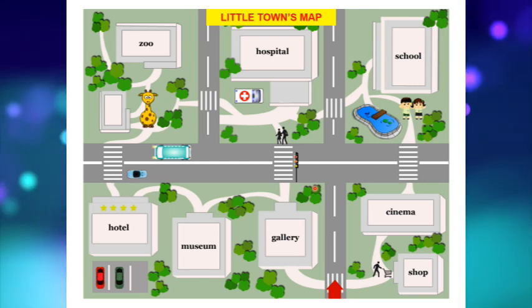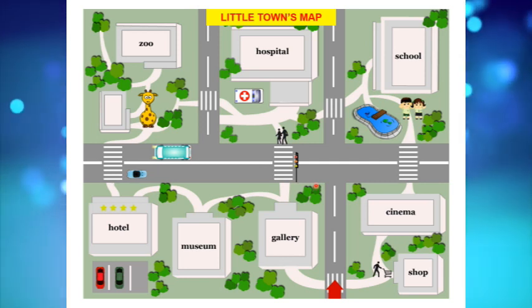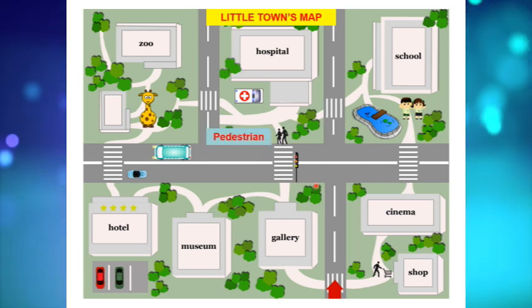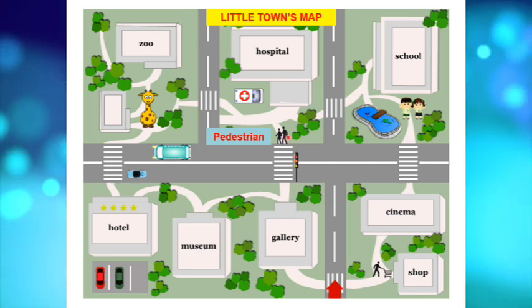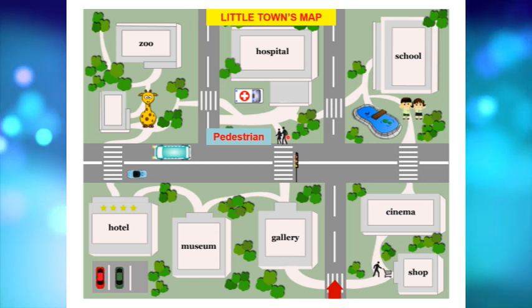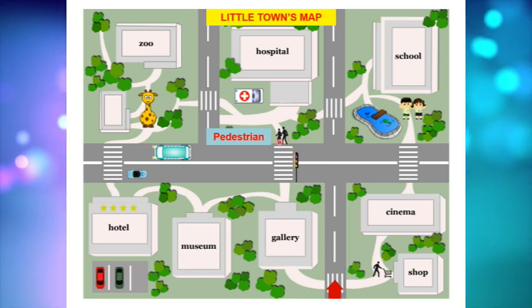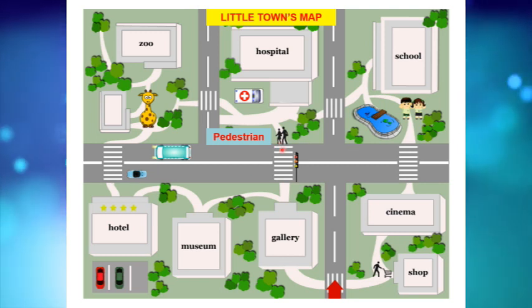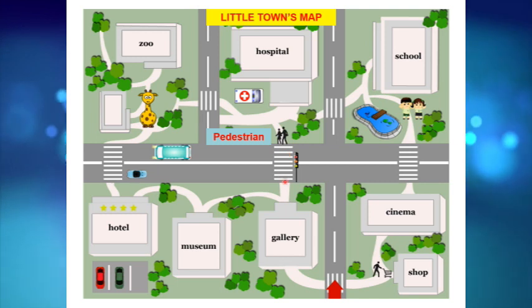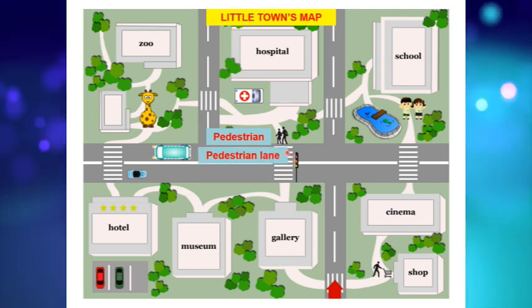In the map, we have to learn first the parts of the map. First, we have this pedestrian. Pedestrian means people who are using this part, or people who are walking along the side of the road, or people who are crossing this called pedestrian lane. Okay, this is called pedestrian.